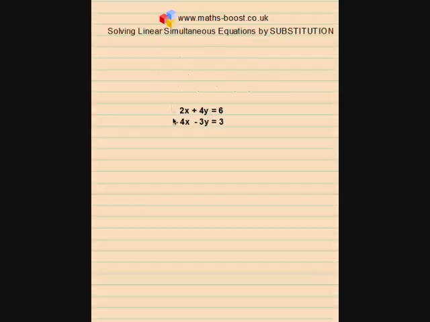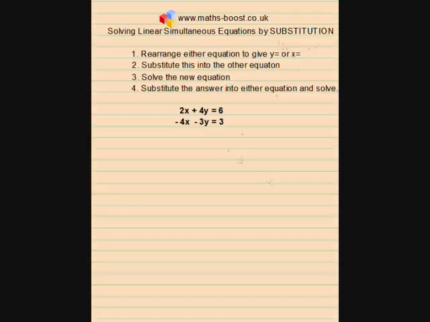So here we have a pair of linear equations, and we're going to solve these using the method of substitution. There are other methods, but we're going to use substitution. We're going to find simultaneously the solution to these two equations. You may ask, what do I mean by a simultaneous solution? It's an answer that satisfies both this equation and also this equation.